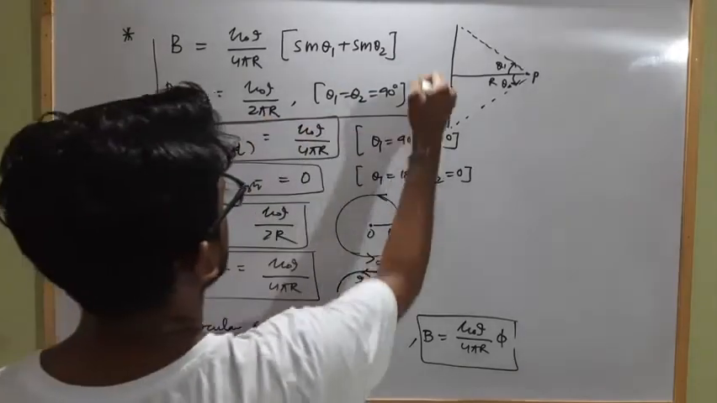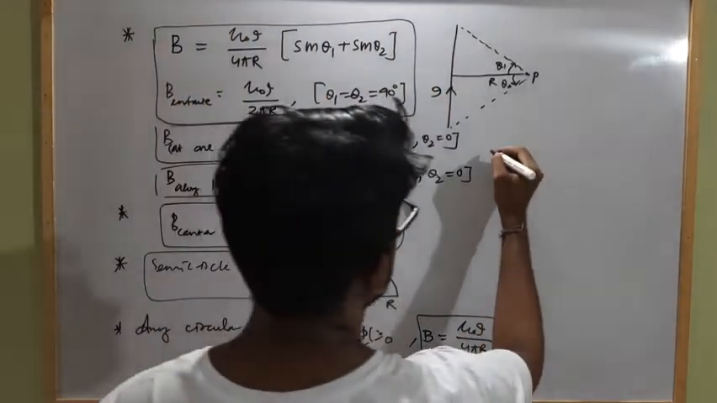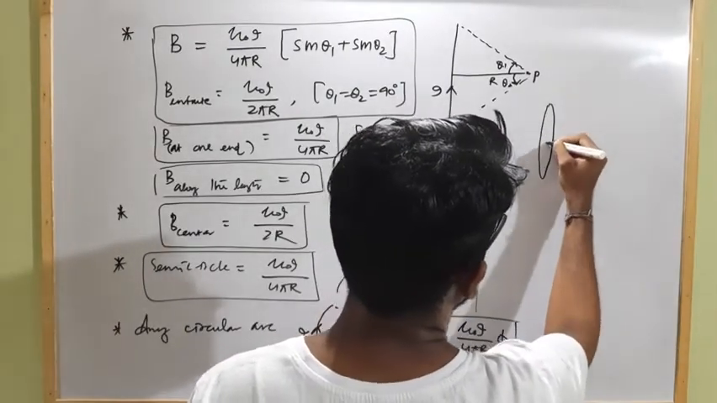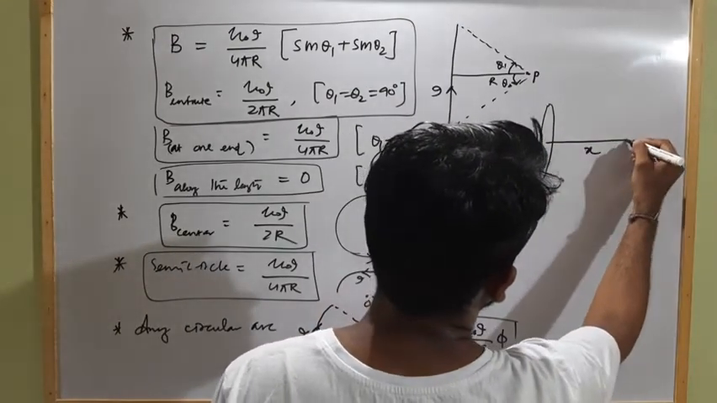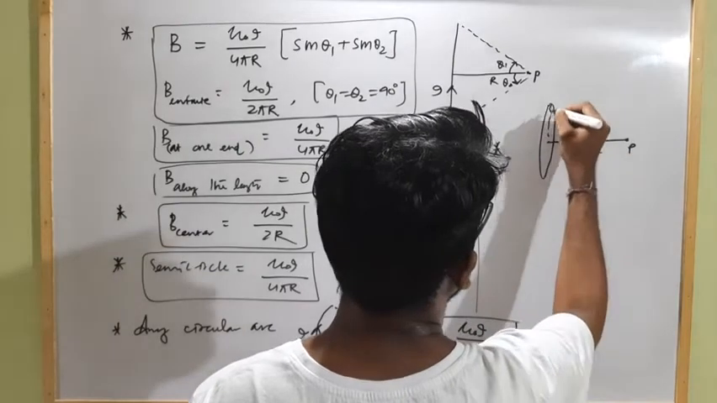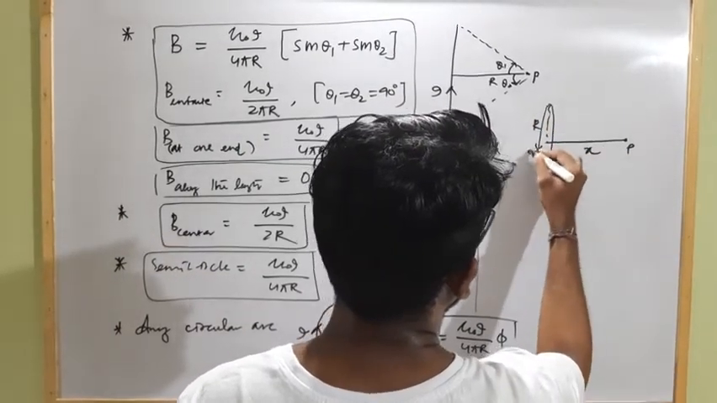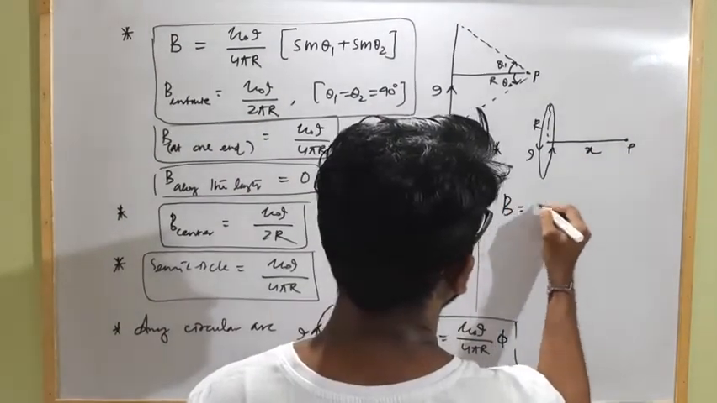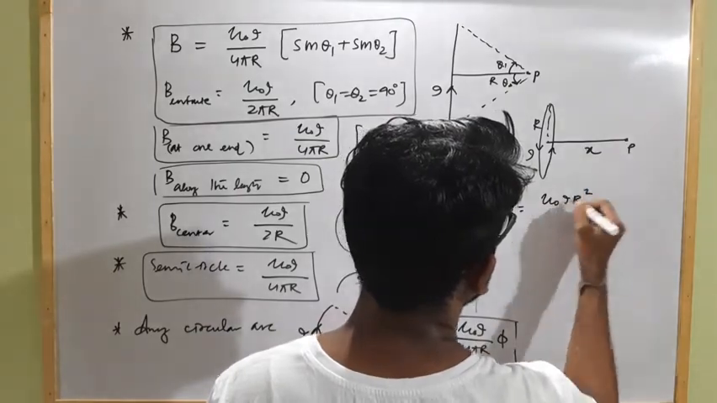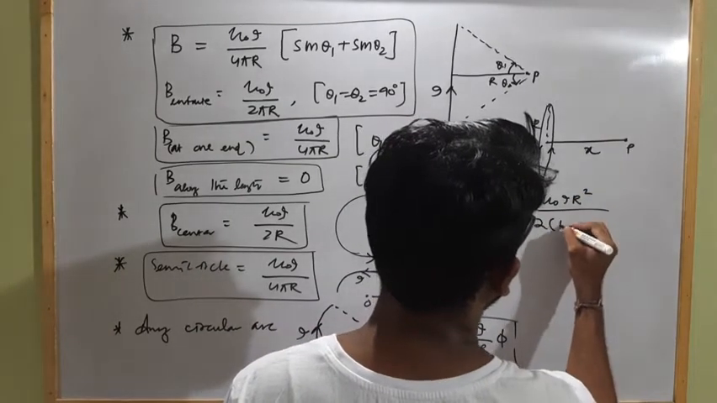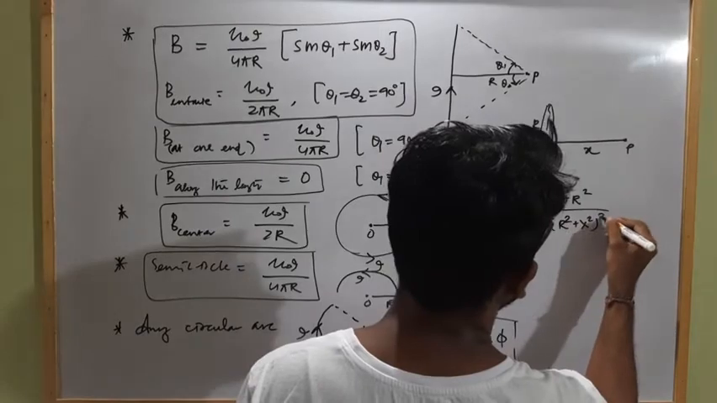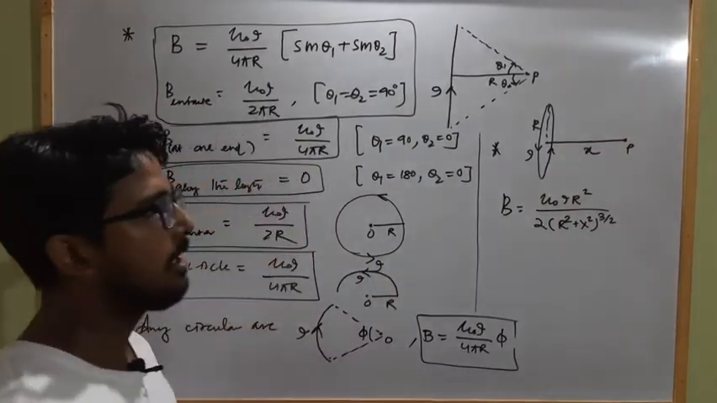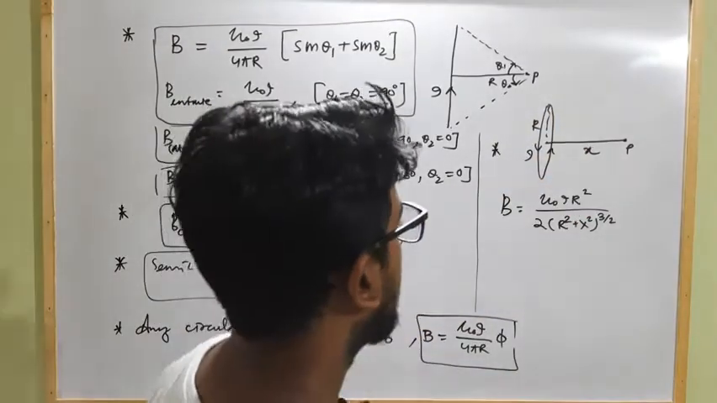Clear? And finally, we discussed that if this is a circular current carrying coil and here is a point P at a distance x from the coil carrying current I, an axial point, the value of B will be mu naught I r square divided by 2 into (r square plus x square) to the power 3 by 2. This is the expression for magnetic field strength at any axial point due to a circular current carrying conductor.